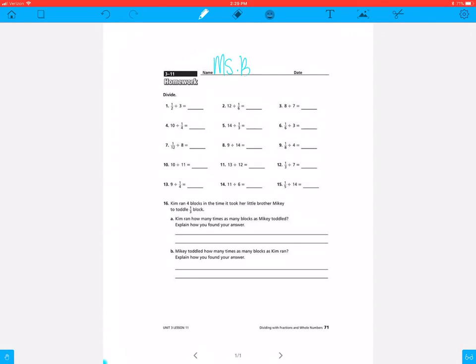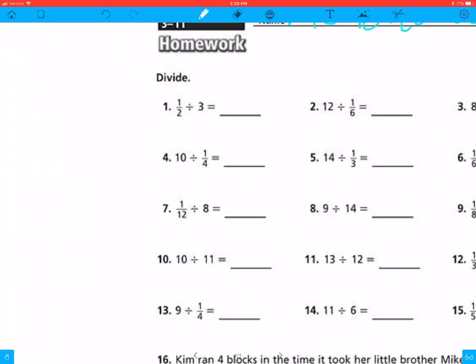3-11 homework time with me, Miss Bowman. This entire page, 1 through 16, is all about dividing fractions.